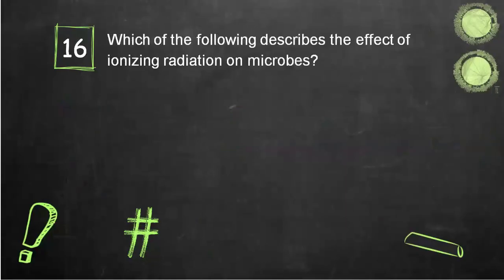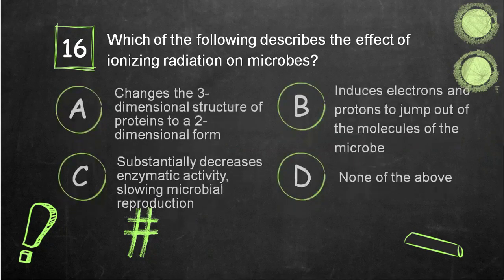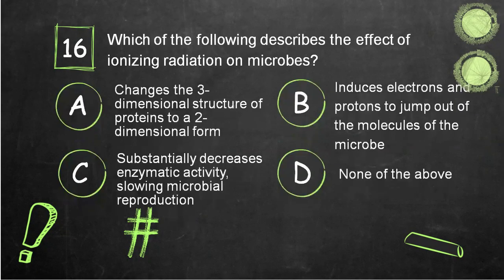Next question, which of the following describes the effect of ionizing radiation on microbes? So how does ionizing radiation affect the microbes? Option A, it changes the three-dimensional structure of proteins to a two-dimensional form. Option B, it induces electrons and protons to jump out of the molecules of the microbe. Option C, substantially decreases the enzymatic activity and slows microbial reproduction. Option D, none of the above.